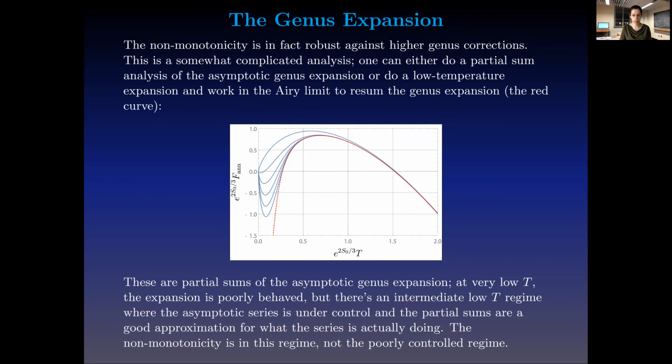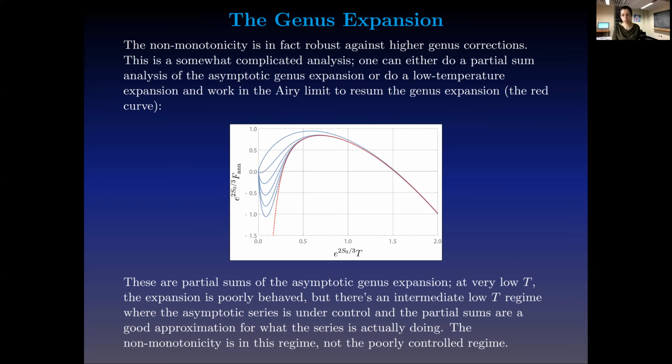Here, these are the partial sums. Again, at very low temperature, this expansion is very poorly behaved. But there's an intermediate low temperature regime where the asymptotic series is under control, and the partial sums are a good approximation for what the series is actually doing. And the non-monotonicity is in this regime. It's not in this very poorly controlled regime over here where we really cannot trust the genus expansion at all.